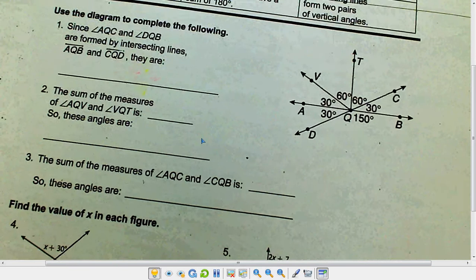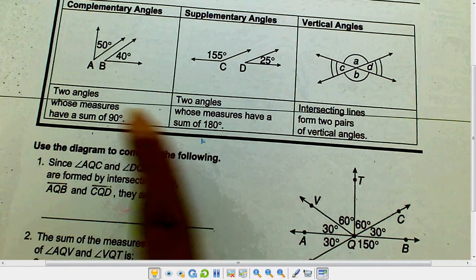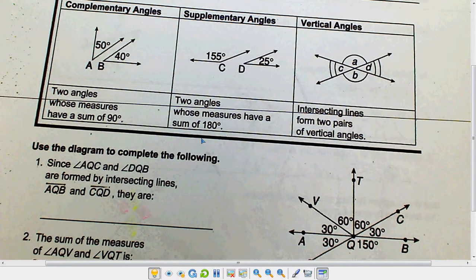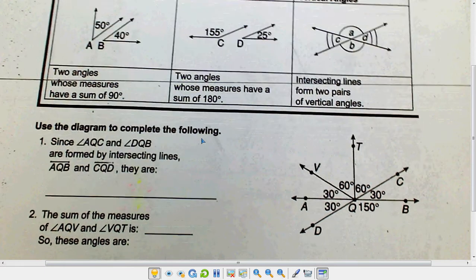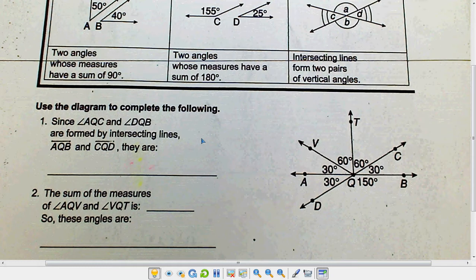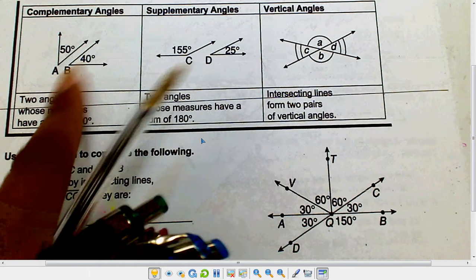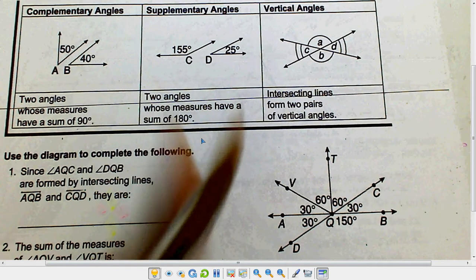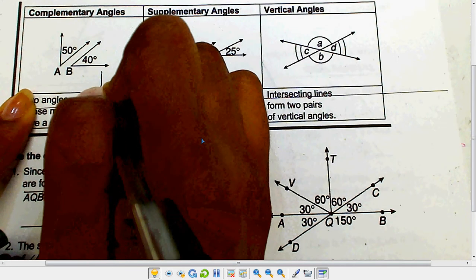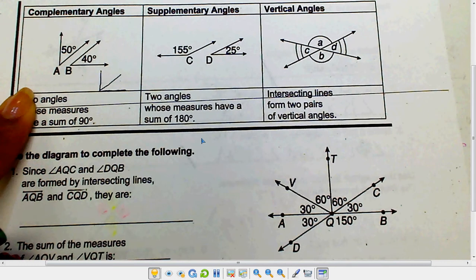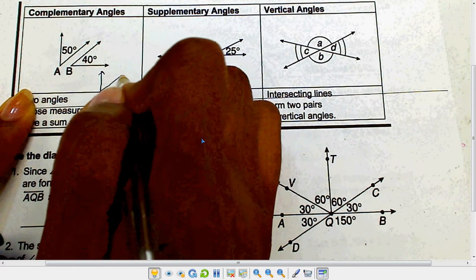Okay, let's flip the page. Over here you have the vocabulary terms again: complementary, supplementary, and vertical angles. And so we're going to use this information to solve the following problems. Now in each place right here, you see that they have them separated, but remember, complementary can also look like this.